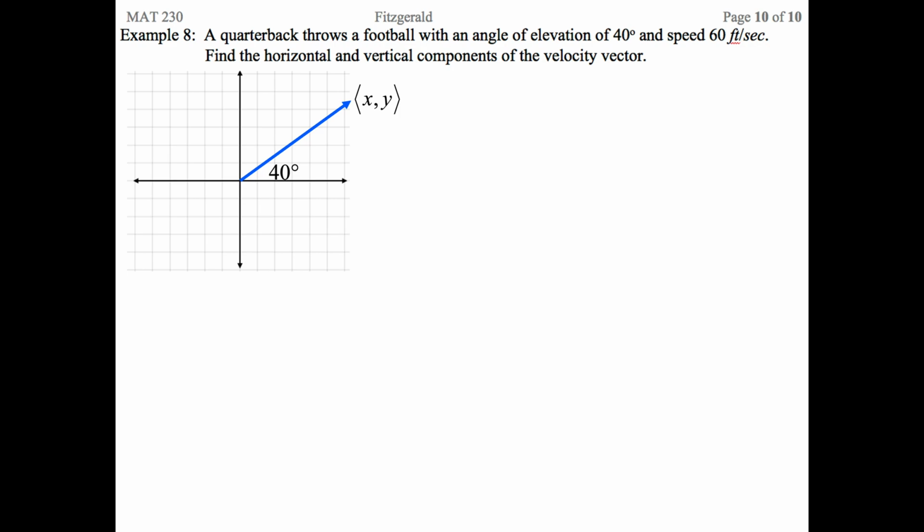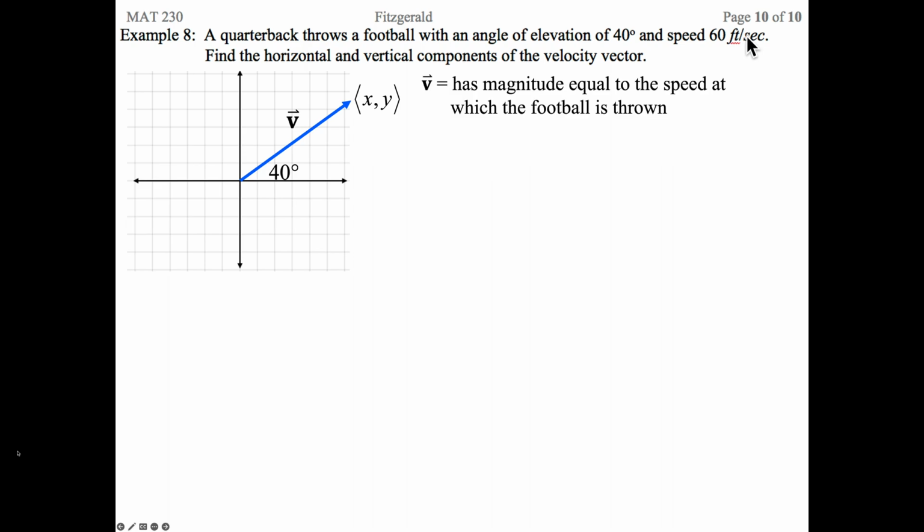All right, a quarterback throws a football with an angle of elevation of 40 degrees and a speed of 60 feet per second. Find the horizontal and vertical components of the velocity vector. Now, in a problem like this, that magnitude is going to be your speed. So the magnitude of v is 60 feet per second. So if we think in 1 second, that will go 60 feet.